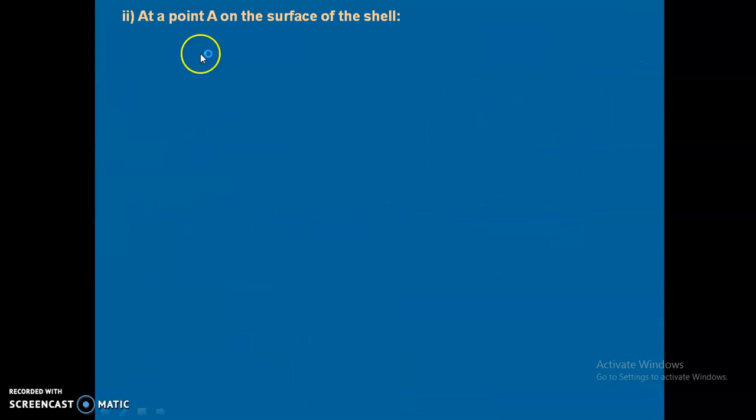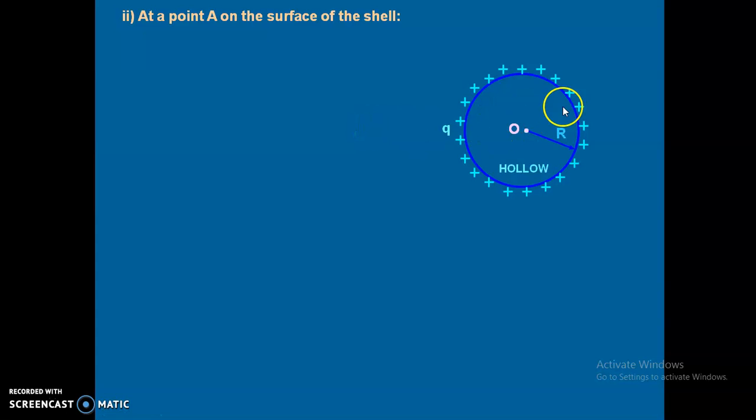Next, at a point A on the surface of the shell. That point P we considered outside the shell. Now we are going to consider a point on the surface of the shell. Let's assume the same sphere. Now this point A we have assumed on the surface of the spherical shell. This time the Gaussian surface will be the spherical shell itself, because this point is lying on the surface of the spherical shell, right? Let us assume a small area over here again, vector ds normally outward, and again the electric field intensity in the same direction.